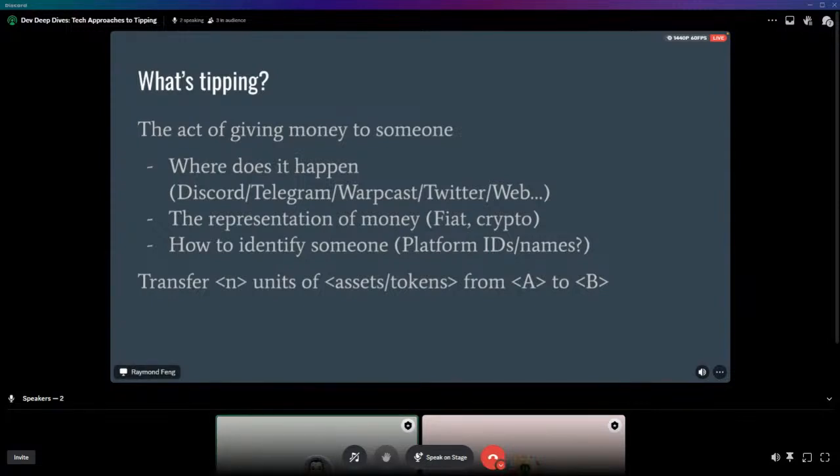So there's quite a bit of interesting complexity behind tipping. My purpose is really to remind each of us to think about that and see how technically we can solve all the different issues.